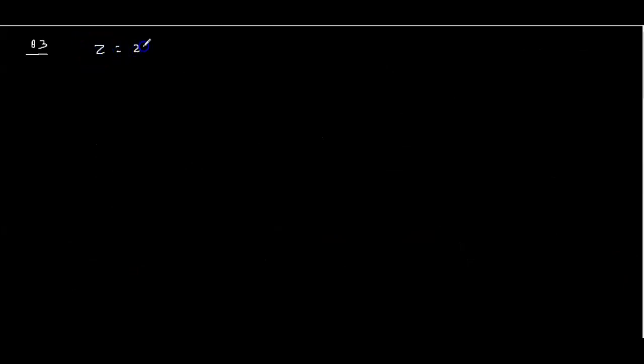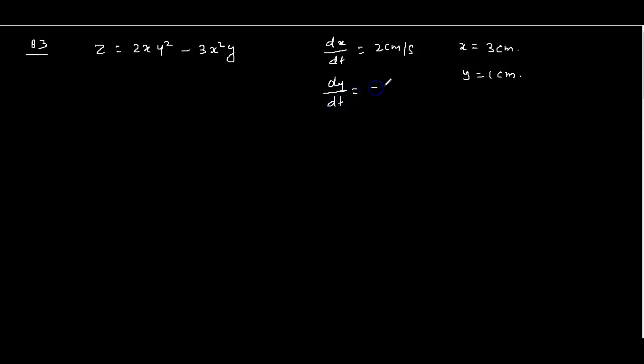Question number 3, z is equal to 2x y square minus 3x square y. If x increases at the rate of 2 centimeter per second, it passes through x at 3 centimeter. So you can write here dx by dt is equal to 2 centimeter per second and x is equal to 3 centimeter. If y passes through the value y is equal to 1 centimeter, y must decrease at the rate of dy by dt, that must decrease at a rate of minus 32 by 15. This one we need to put there.